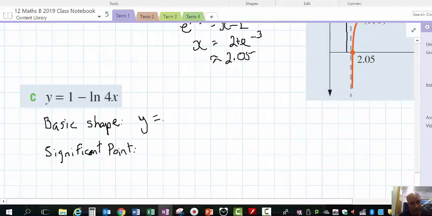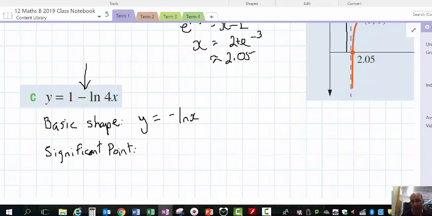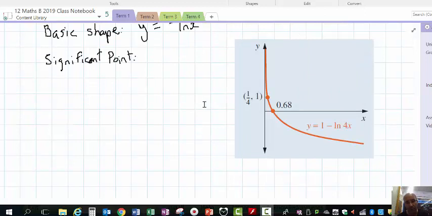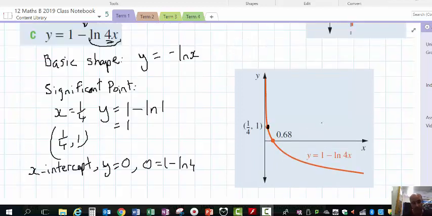Alright people, so we've got 1 minus log 4x, and firstly we've got to work out what's the basic shape. It'll be like y equals negative log x. Could be its basic shape. If you rearrange that, it would be negative log 4x plus 1. So you've got the negative a value on the front essentially. So let's consider a significant point which helps us with this. This might be a good time to plot it on your graphics calculator to get a bit of a look at it too, and we can see that we've got that sort of thing, and we've got to show a significant point.